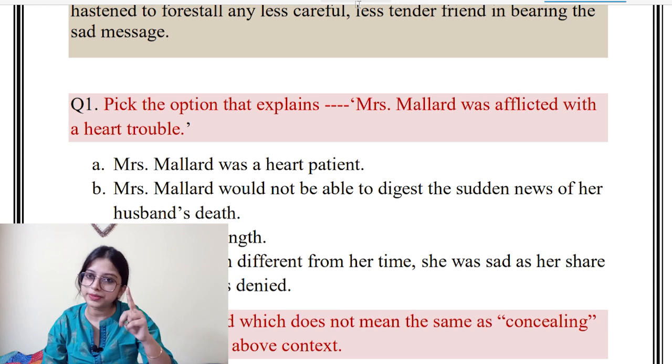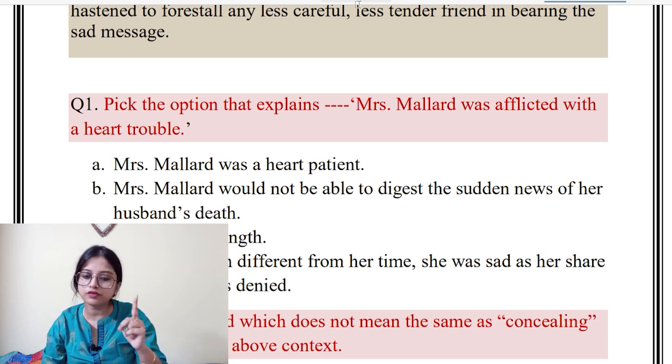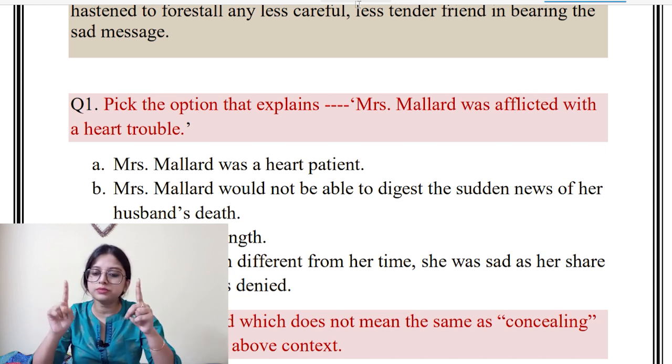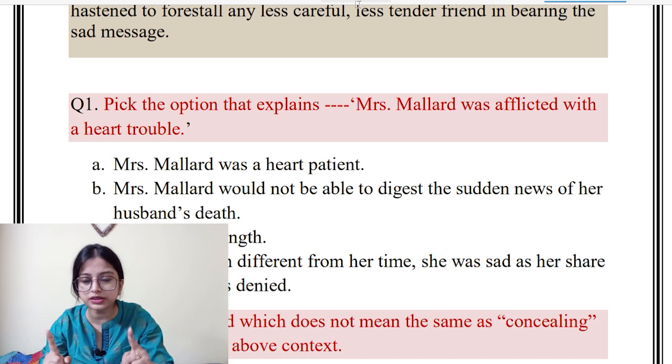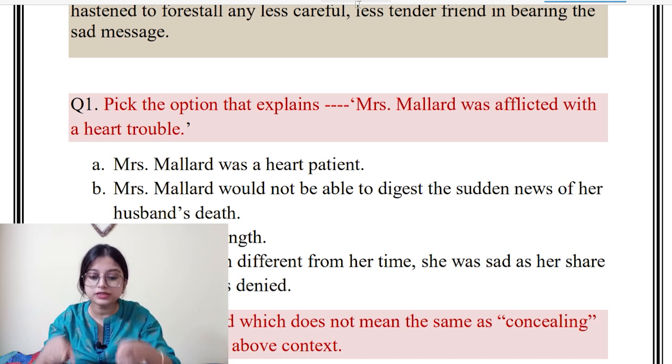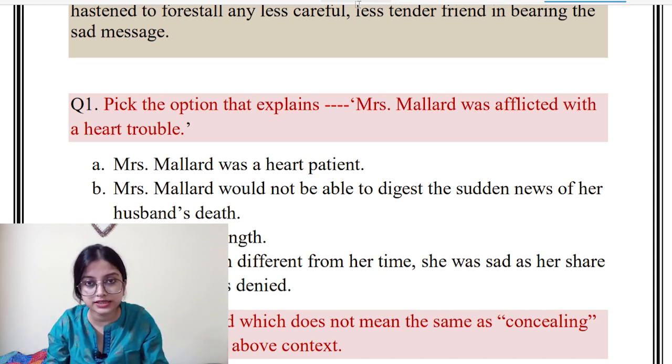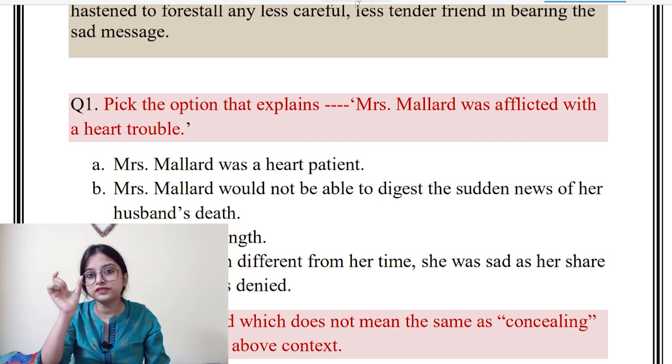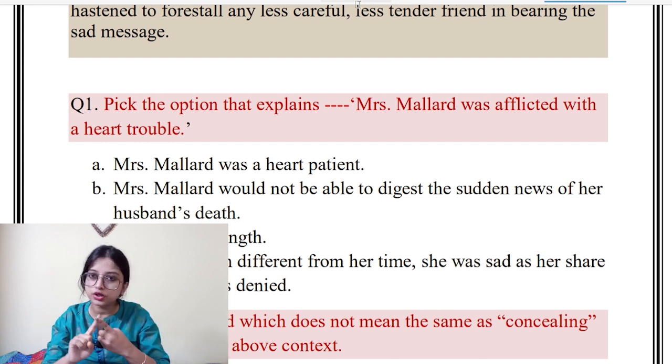Mrs. Mallard was a heart patient, correct. Number 2, Mrs. Mallard would not be able to digest the sudden news of her husband's death. This is also correct, but this particular line, "Mrs. Mallard was afflicted with a heart trouble," does not mean that she will not be able to digest the news. Only the meaning of that particular line is asked. So this is not going to be true.